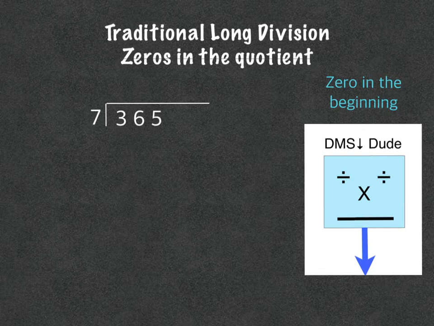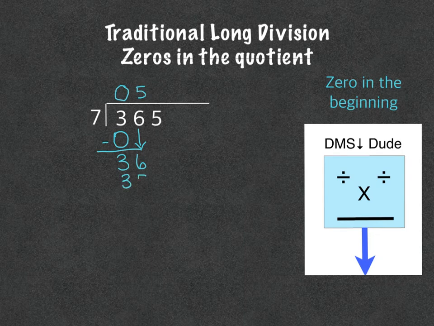So if I look at this, can 7 go into 3? No, it can't. So I'm going to put a 0 up here at the top. 0 times 7 would be 0. Subtract, and I get 3. Then I bring down my 6. Can 7 go into 36? Yep, it goes in 5 times. 5 times 7 is 35. Subtract, and I get 1.